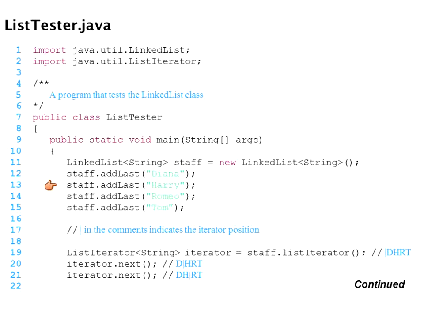Now next is staff.addLast Romeo and staff.addLast Tom. Now here we have a list iterator and it will indicate the position where initially the pointer is. Now if you see, ListIterator string iterator is equal to staff.listIterator. Now you have inserted 4 different values inside your linked list. So initially the pointer is at this position, before first, because it will point to the first node.